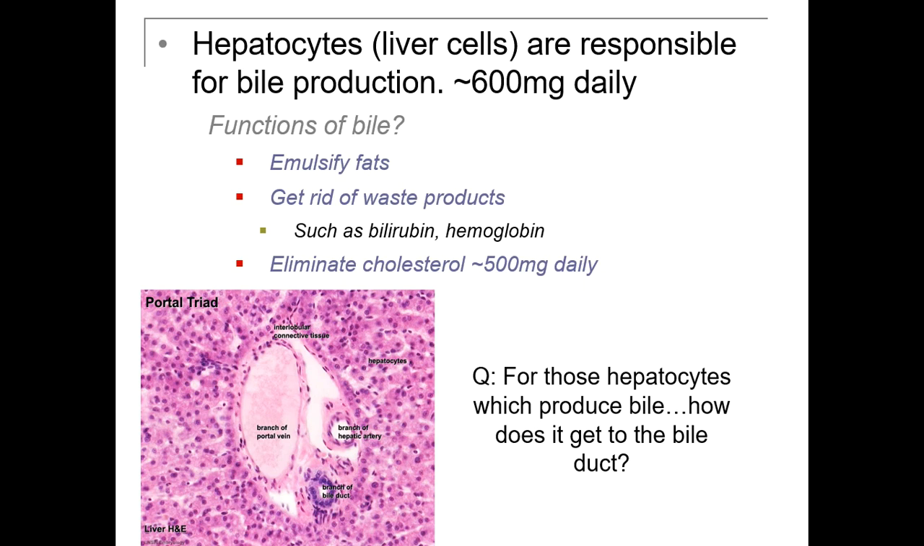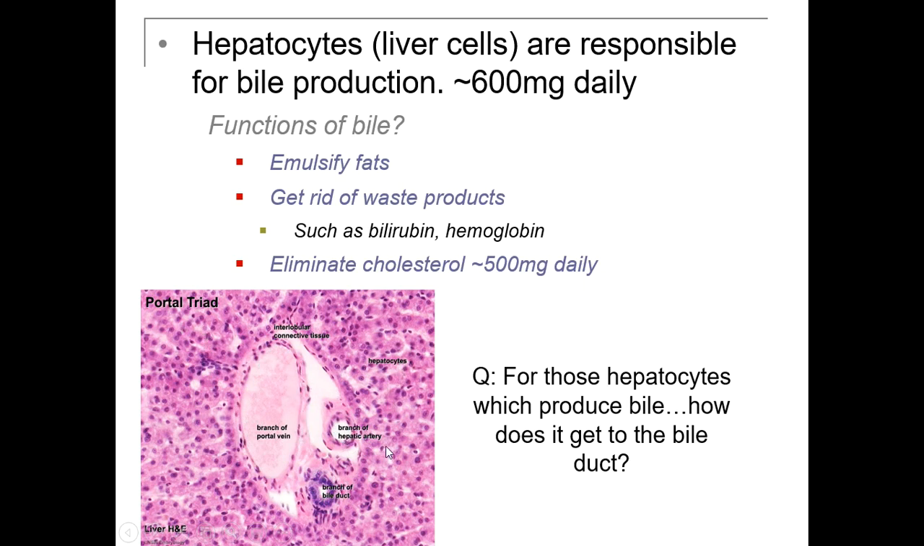So when I mentioned bile and cholesterol elimination, how is it that the bile actually gets down into the gallbladder? Right here is something called the bile duct. There's this thing called the portal triad, the portal liver triad. Three things: the portal vein, the hepatic artery, and the bile duct. Those three things are what make up the portal triad.